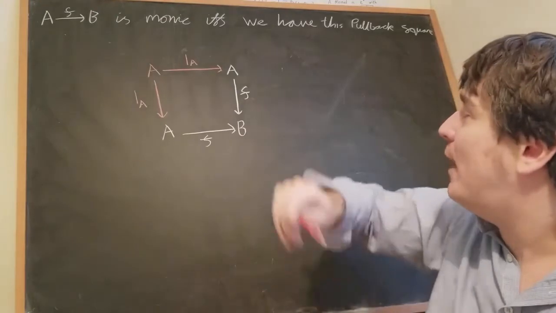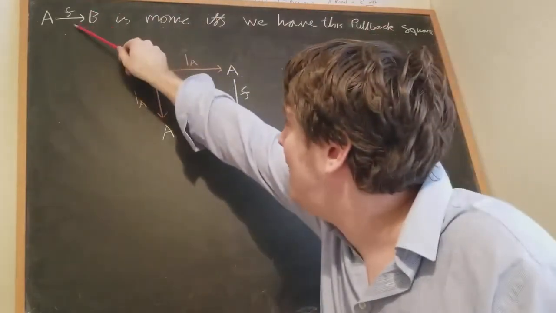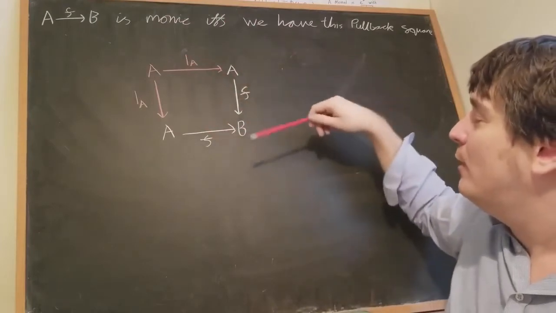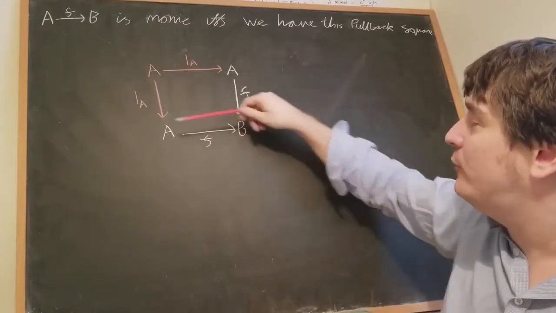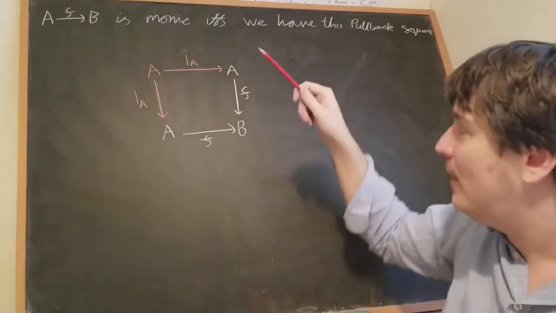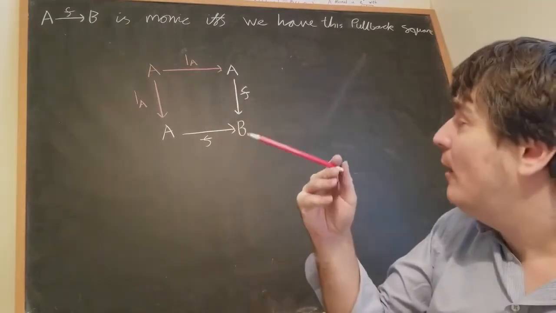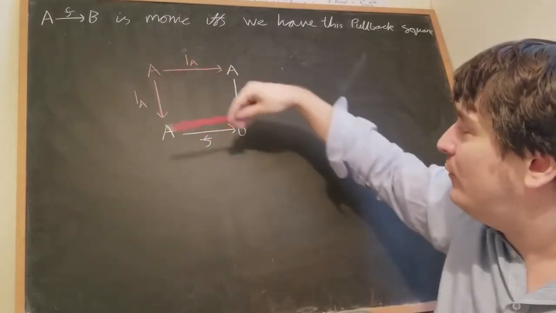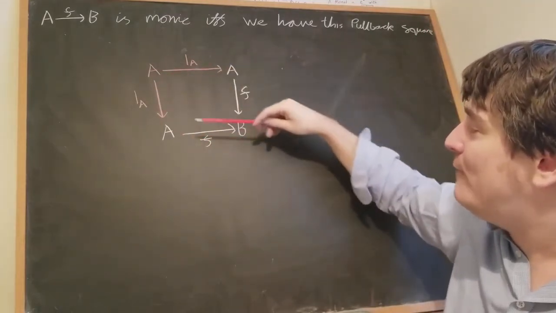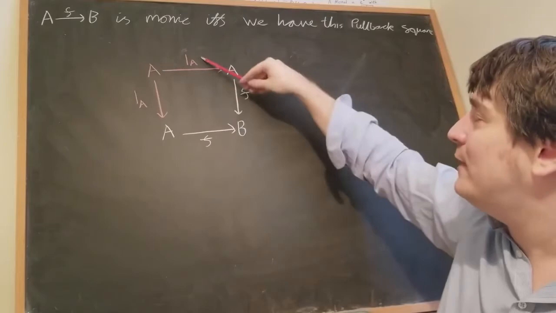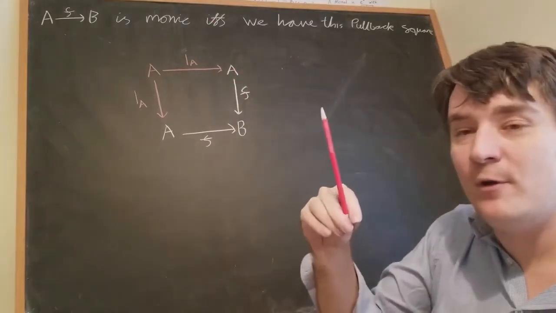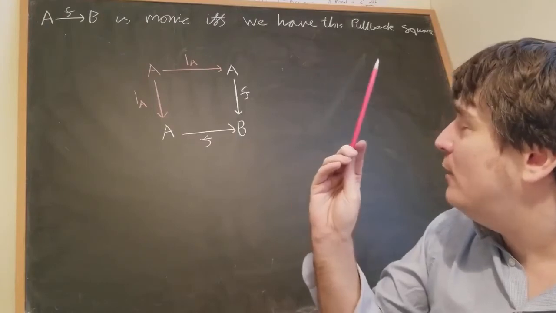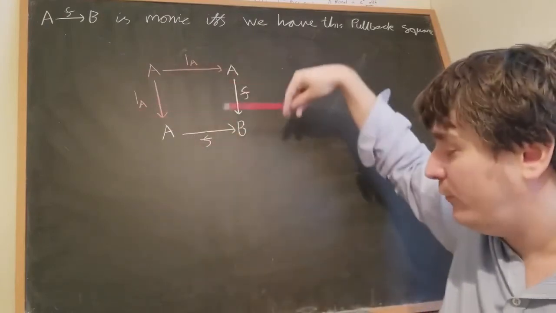Well, let's start by showing that F is monic implies that this is a pullback square. So we're assuming that F is monic, we want to show that this is a pullback square. So how are we going to do it? Well, let's firstly note that this square commutes, okay? Because F after the identity equals F after the identity. So far, so good. Now, the next thing is to show that this has the universal property.